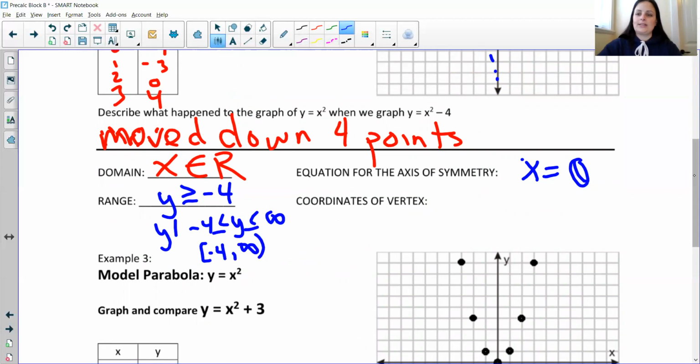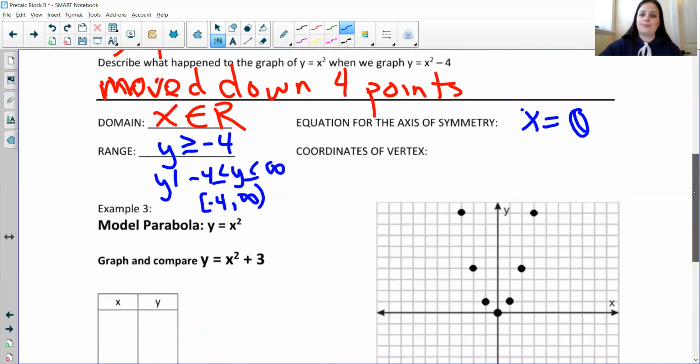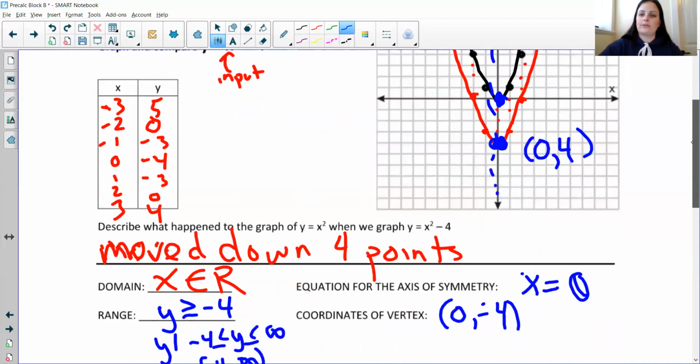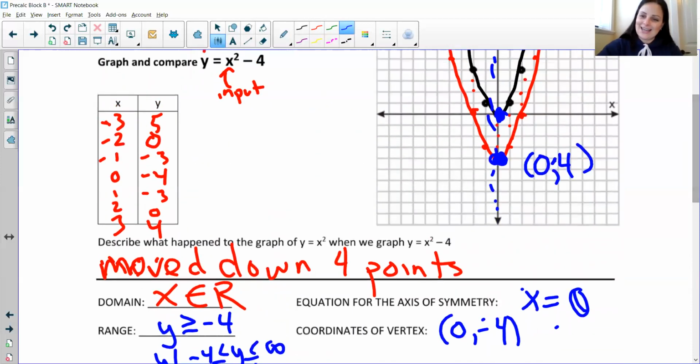Okay, coordinates of the vertex, that has also moved. So where your vertex for the first one was here, because the minimum dropped, the vertex is here, and that happens when x is 0 and y is -4. If I said 4, oops, I meant -4. All right. So pause here and try the next one.